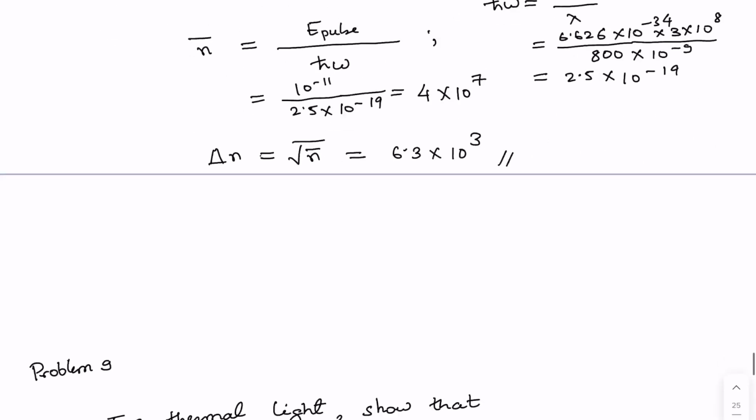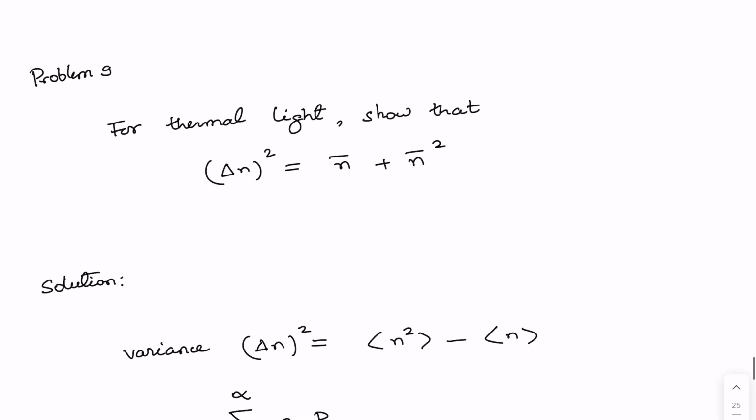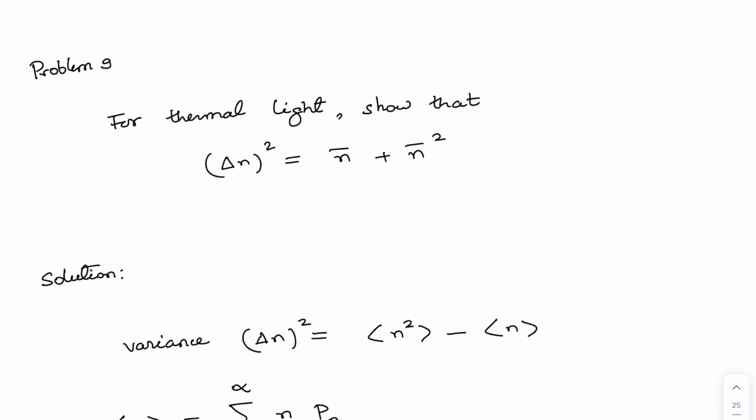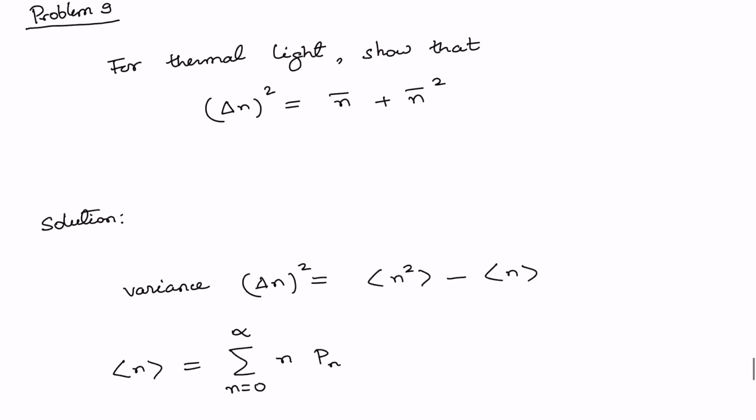Now let us go to the next problem. Problem number 9. I promised in maybe lecture number 20 that I am going to do this in the problem solving session. Here you are asked to show that for thermal light, the variance is equal to the mean number plus the square of the mean number. So a little bit of calculation is involved, so I am going through the steps here.